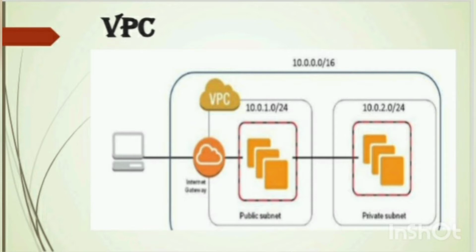Then how do we protect these AWS resources from the internet world? AWS has various levels of security. To avoid attacks and also to control the traffic, we are using security groups and network ACLs. And then we are going to create a new VPC.